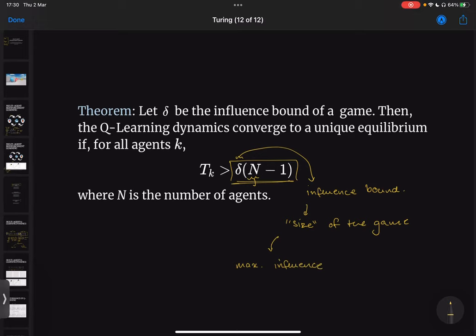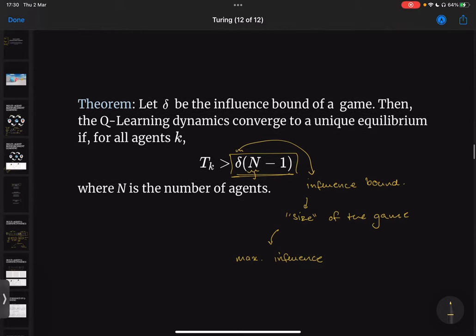So if we have 10 people playing rock, paper, scissors and one person changes their action, what is the maximum influence they have on another agent's reward? These two parameters are the size of the game, measured by the influence bound, and the number of agents. If we have a game with a lot of agents, or a game in which each agent has a strong influence on the others, then it's harder to achieve equilibrium, and we have to set our temperature parameter even higher. But the nice thing is that we do have a lower bound. A practitioner can come in and say, okay, this is what I need to set my exploration rate to so that my agents will always converge to equilibrium. Any questions so far?